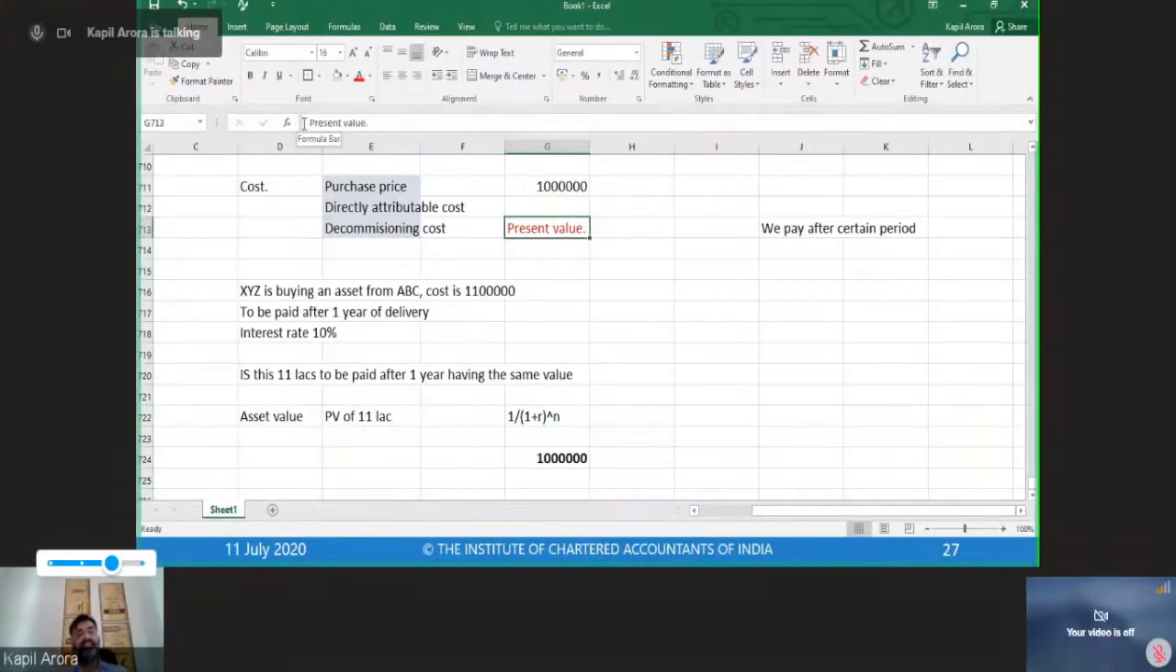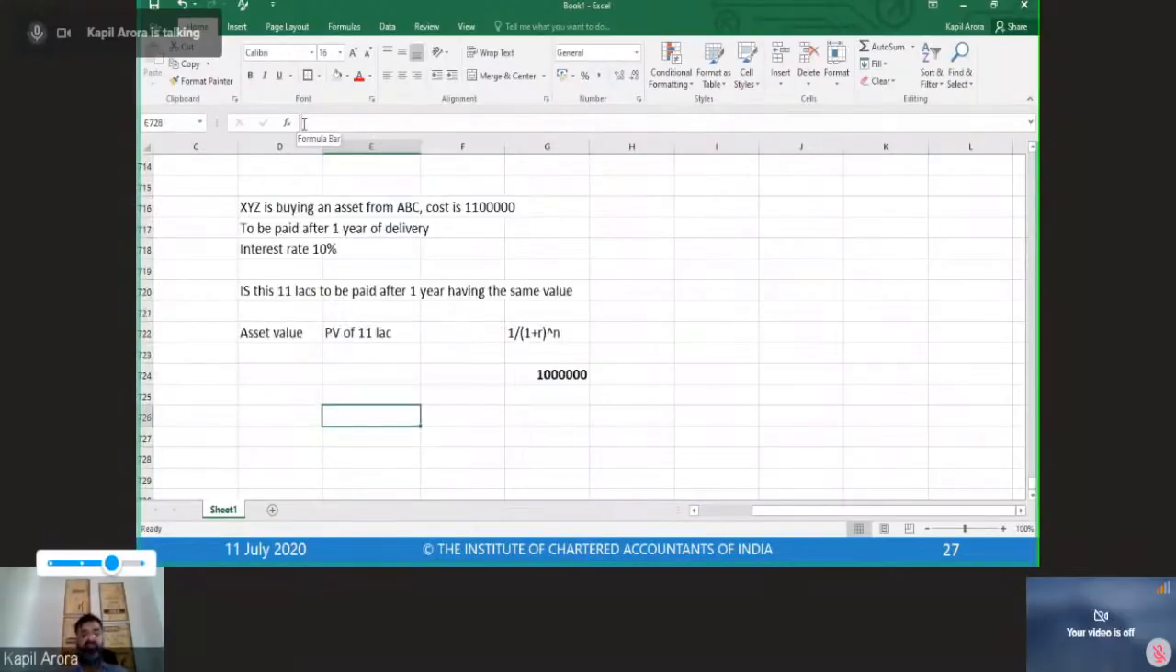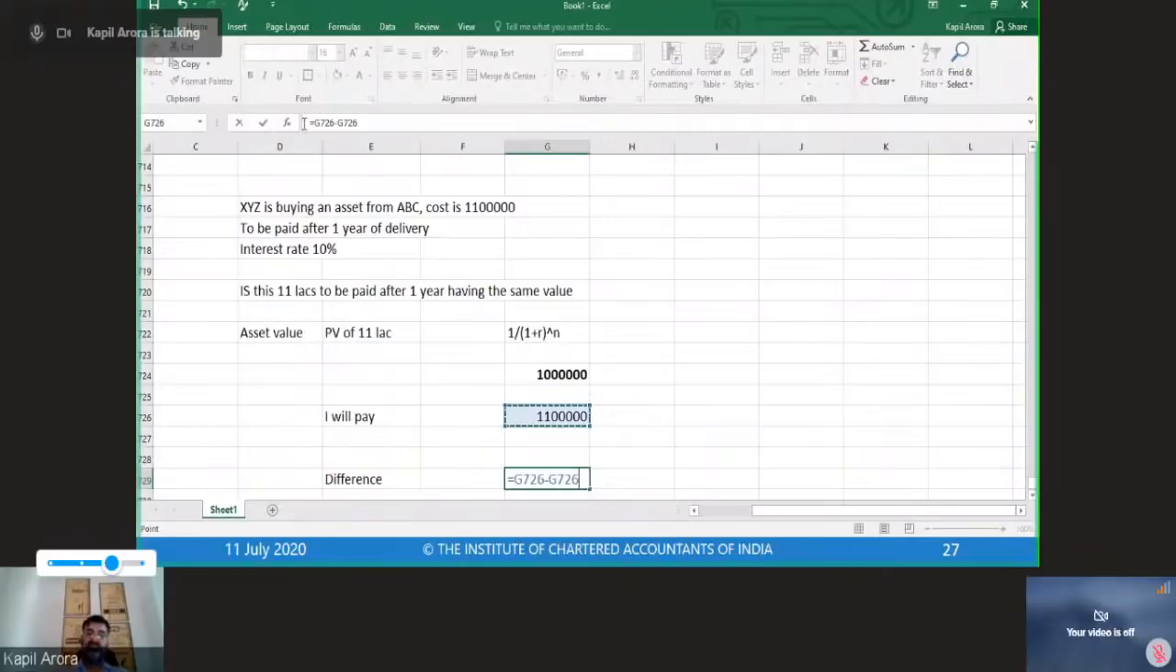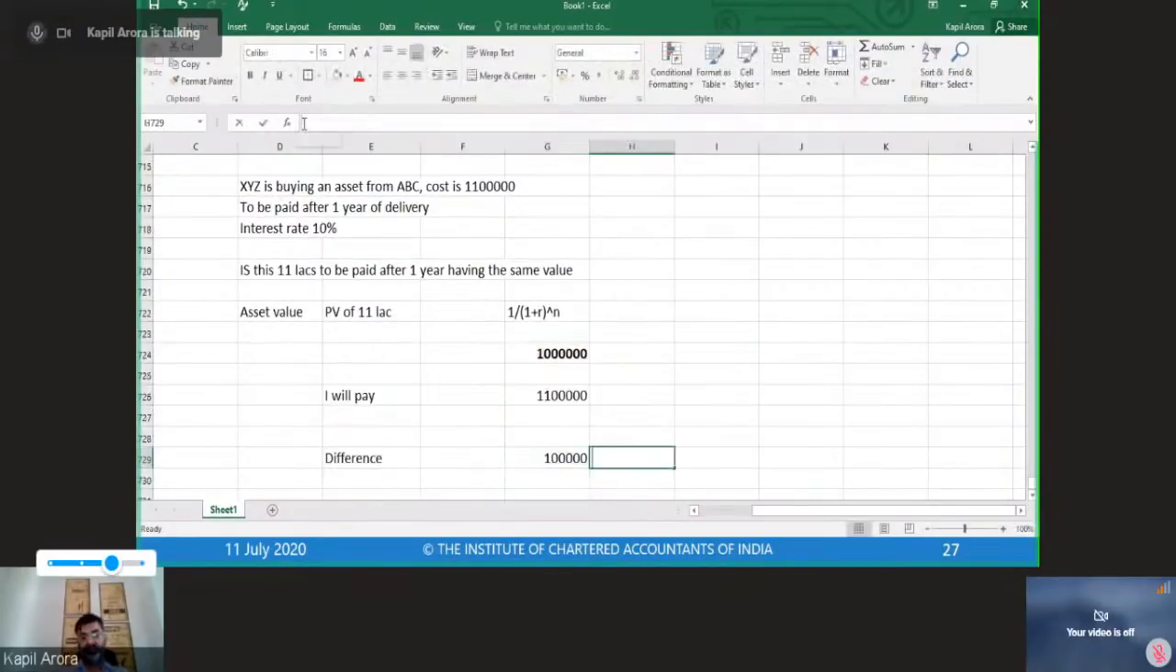And I will pay 11 lakh next year. What does it mean? It means the difference is actually the interest cost, which is to be added, or which is to be charged to profit and loss account. It will be added as borrowing cost.